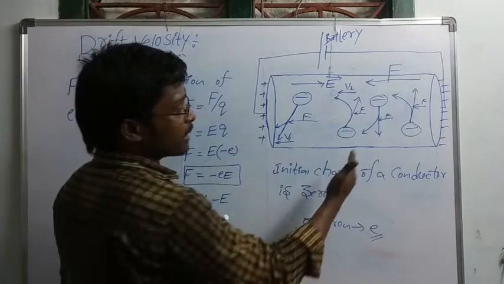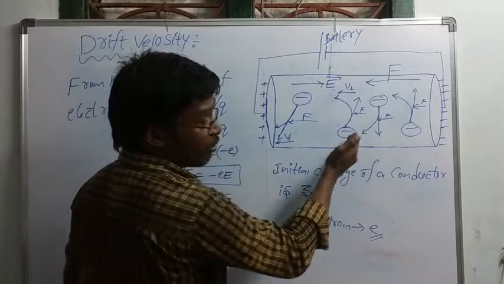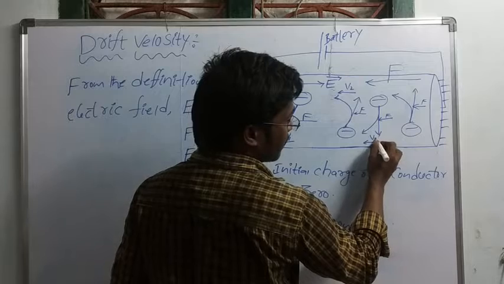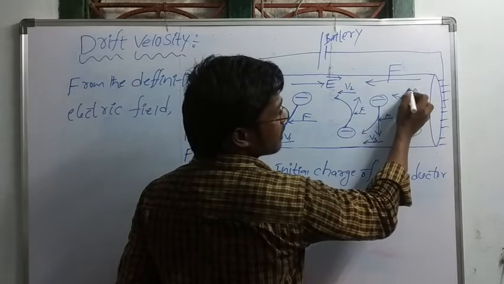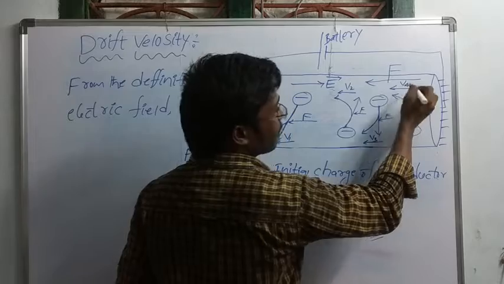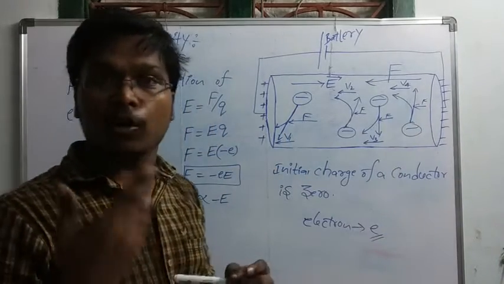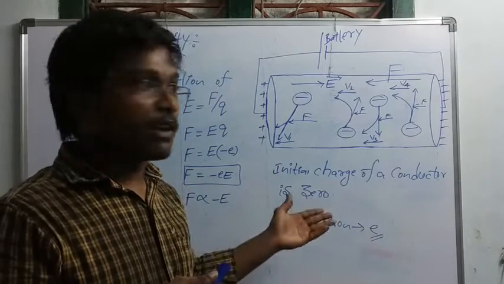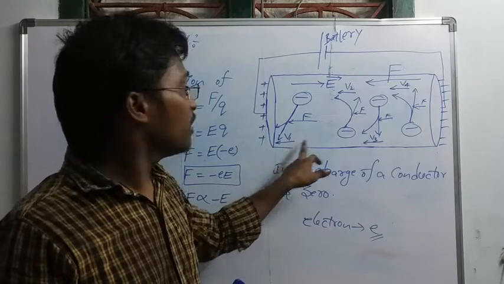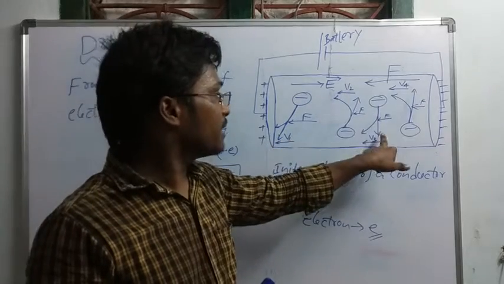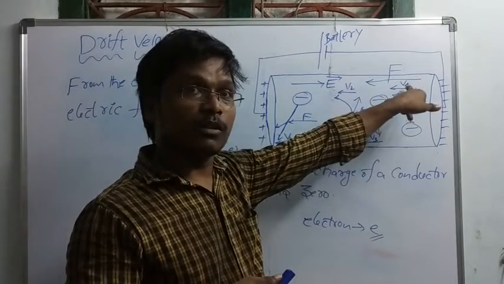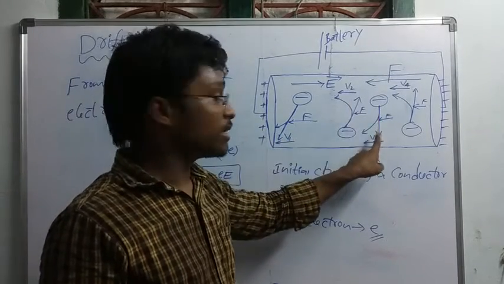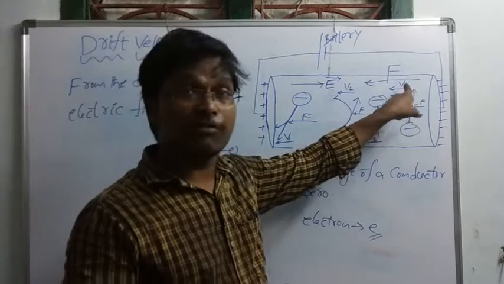At the same time, this electron is also moving and drifted, so this also has some velocity, v3, and this electron is also moving with velocity v4. Remember, any electron in motion has velocity. So how much velocity? This electron's velocity is v1, this one is v2, this one is v3, and this one is v4.